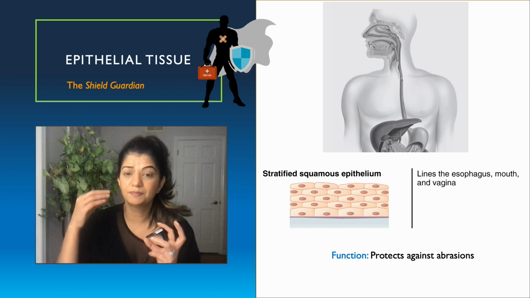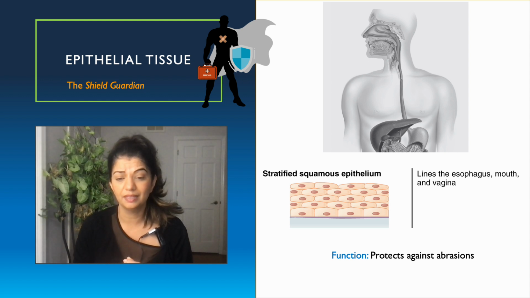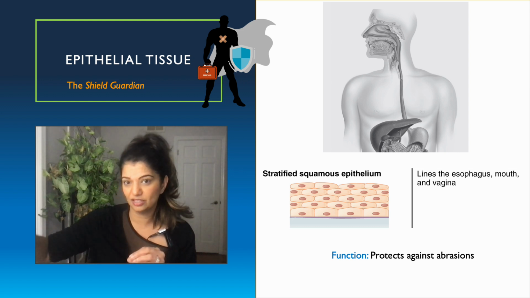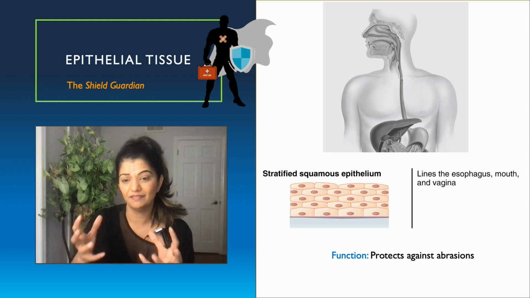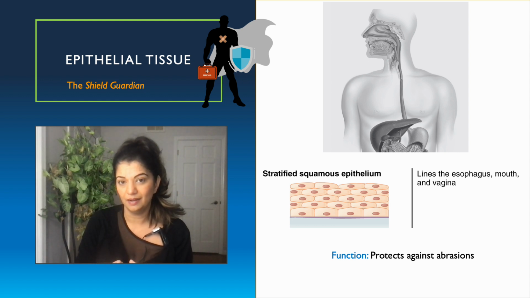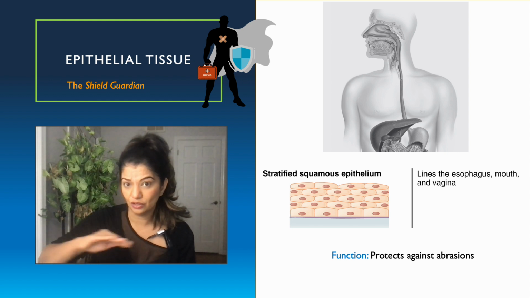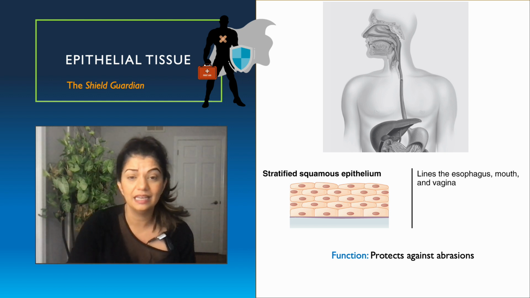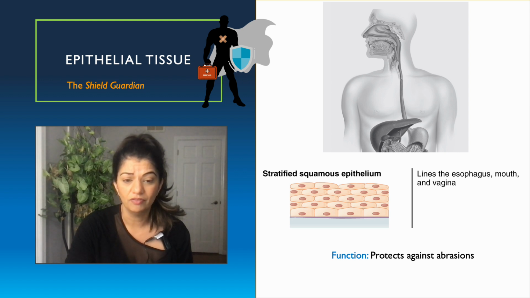And the specific quality of stratified squamous epithelium, quite a mouthful, is that cells can slough off. We want them in abrasive areas to protect the body. These cells are sloughed off, but they also regenerate super fast. So that is a very good quality of this type of cell. And again, it's found in the esophagus, mouth, and in the vagina.